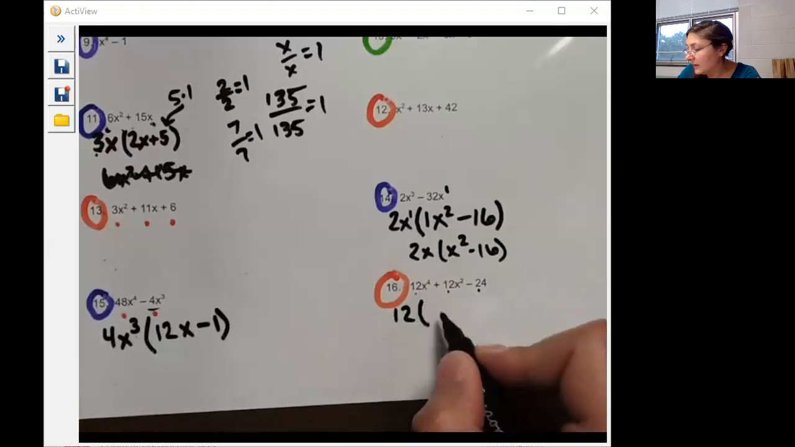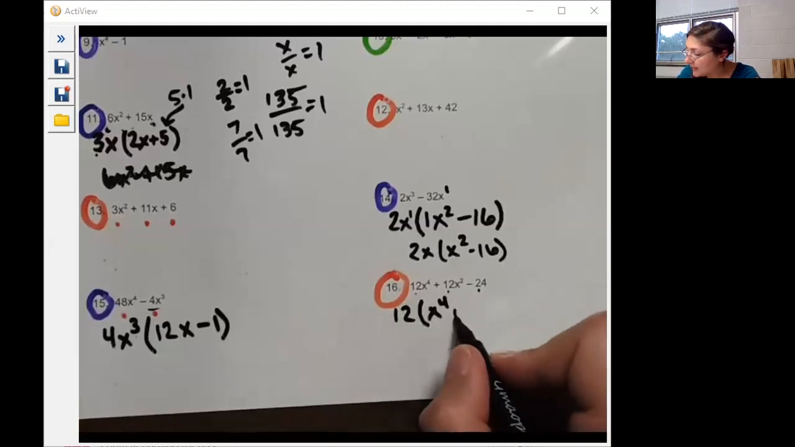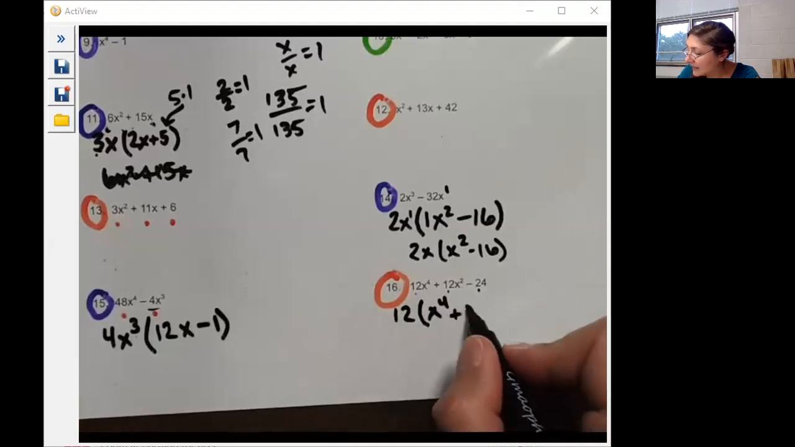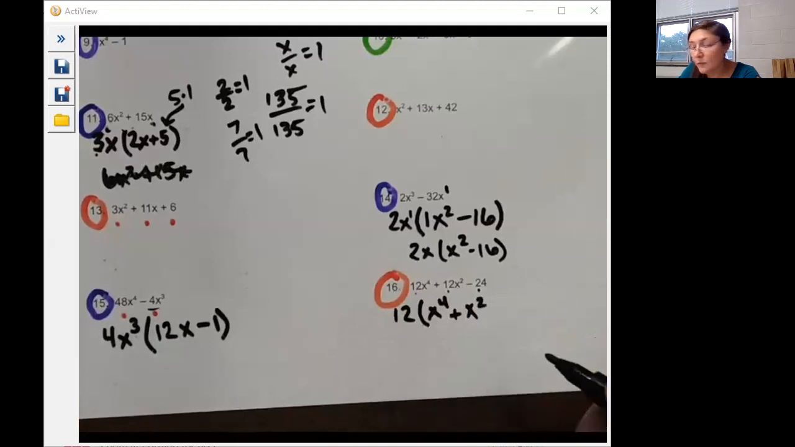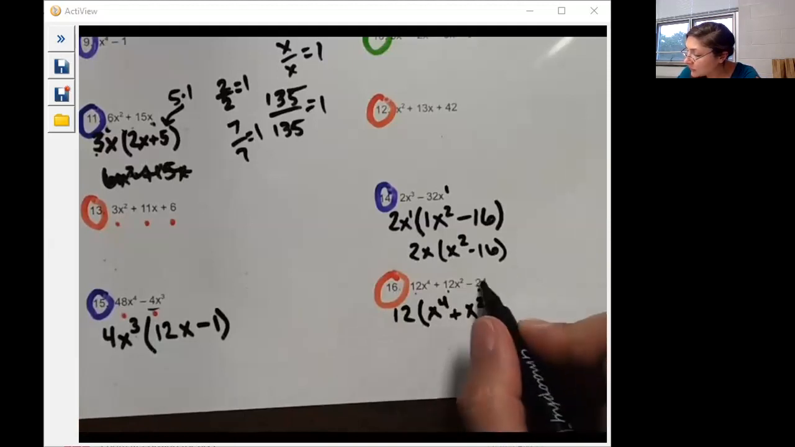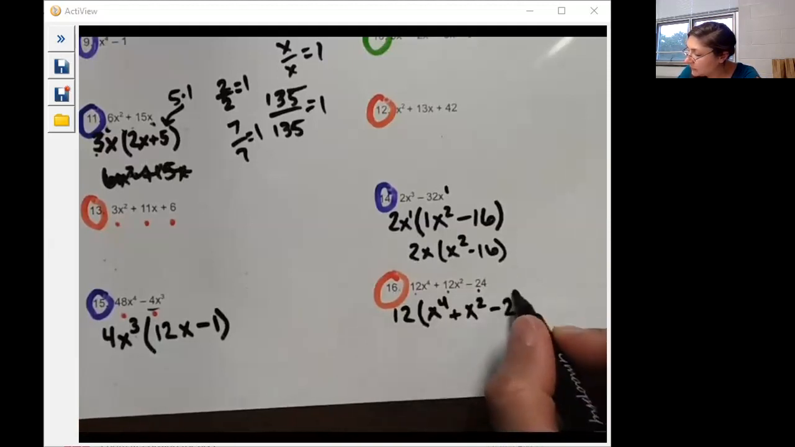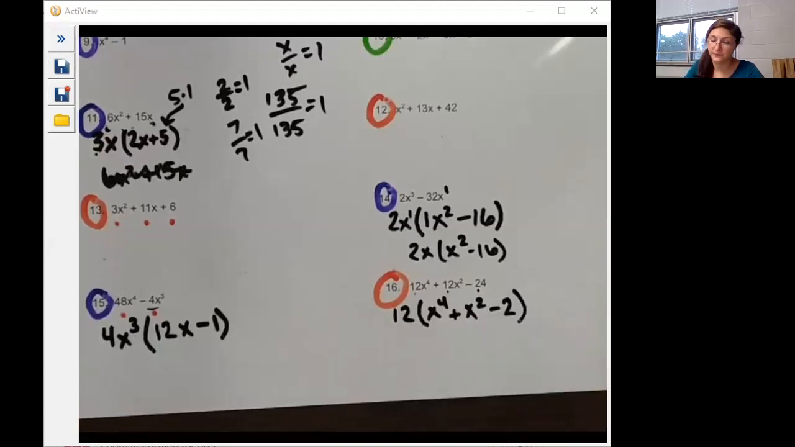So that would give me x to the 4th, or 1x to the 4th, plus x squared, or 1x squared. Remember, 12 divided by 12 would just be 1. Minus 24 divided by 12 would give me 2. And there I pulled out my GCF for each of these sample problems that I've given you.